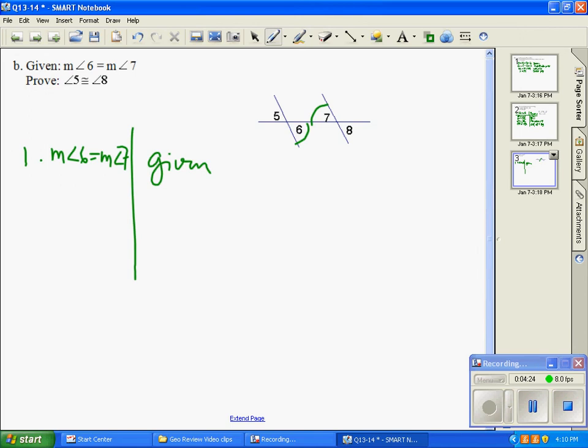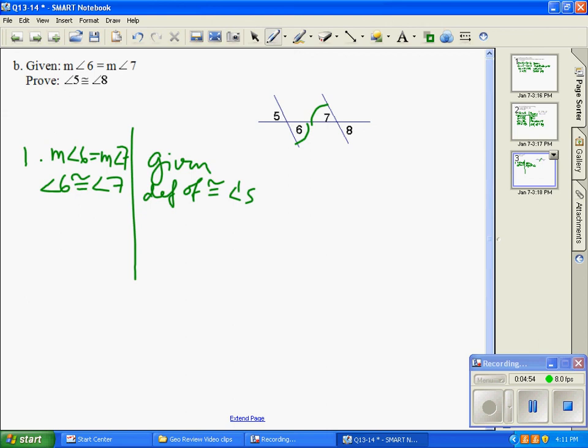And so we can say that, actually before we say that, let's convert the measure of the angles to actually having the angles be congruent. So angle 6 is congruent to angle 7, and that's by definition of congruent angles.